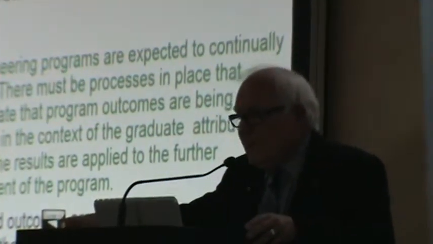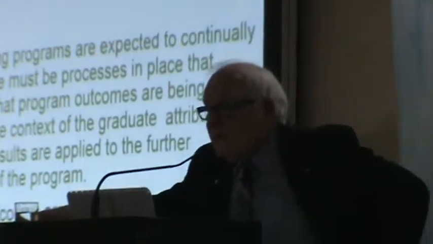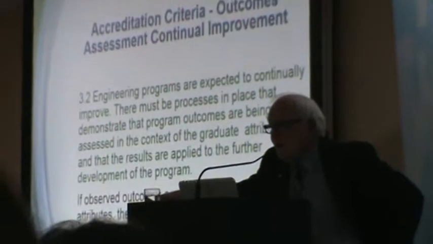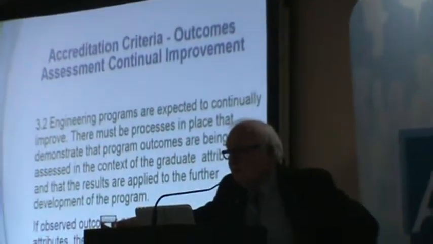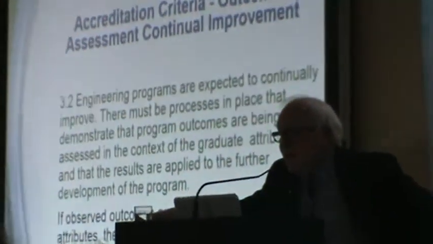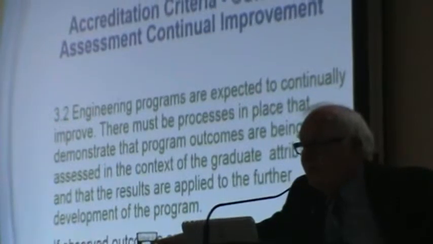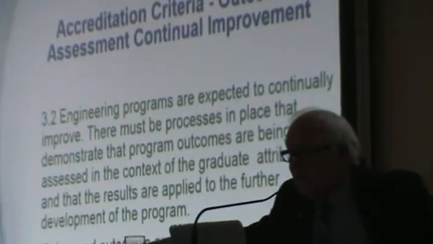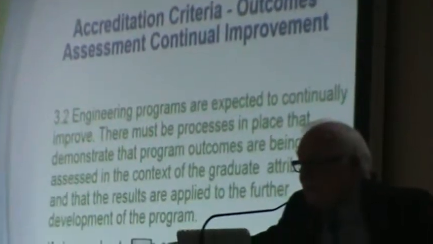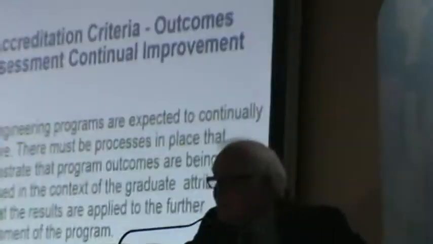Continual improvement is the second part of the outcomes. Engineering programs are expected to continually improve. There must be processes in place that demonstrate that program outcomes are being assessed in the context of the graduate attributes, and that results are applied to further development of the program. And needless to say, if outcomes are not consistent with desired attributes, then system inputs and process must be adjusted.